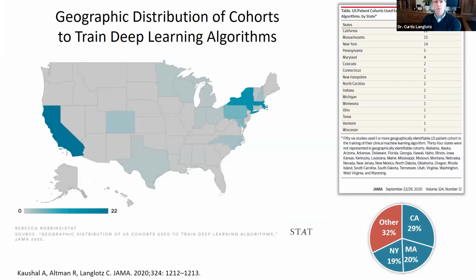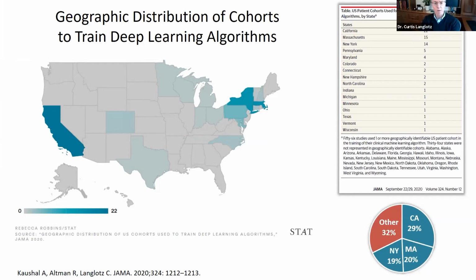This is some work that we recently published in JAMA, just analyzing where the data comes from that we use to train our deep learning algorithms. And unfortunately, it's not as diverse as we would like. Most of it comes from 3 states, and you can imagine that states obviously have unique demographics and many other characteristics that don't necessarily generalize well to the rest of the country or the rest of the world.